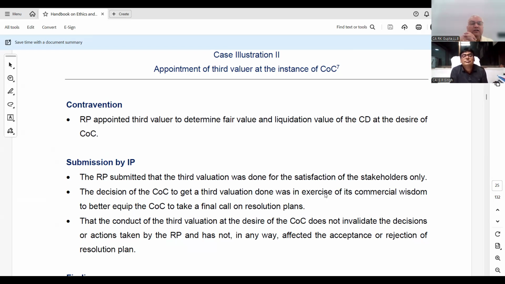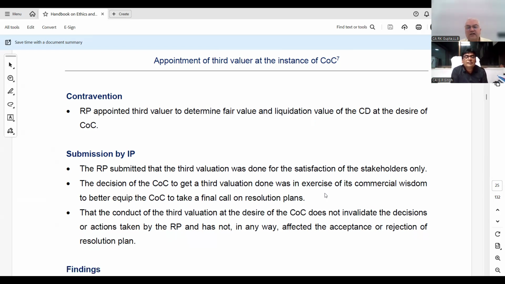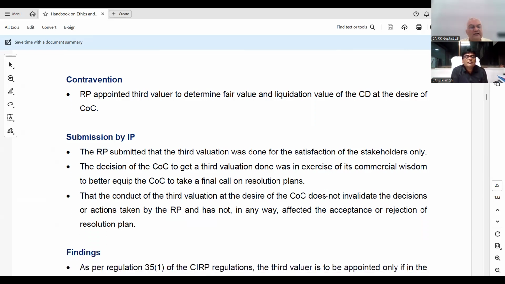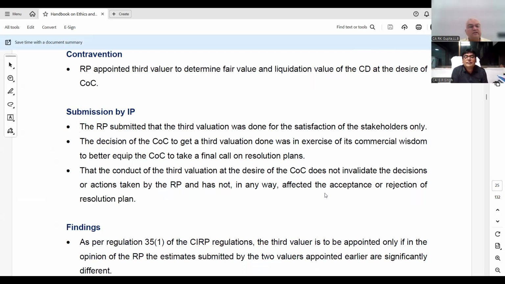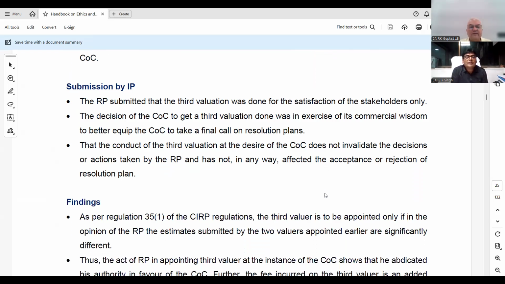So the RP submitted that the third valuation was done for the satisfaction of the stakeholders only. The decision of the COC to get a third valuation done was an exercise of its commercial wisdom to better equip the COC to take a final call on resolution plans. That the conduct of the third valuation at the desire of the COC does not invalidate the decisions or actions taken by the RP and has not in any way affected the acceptance or rejection of the resolution plan.